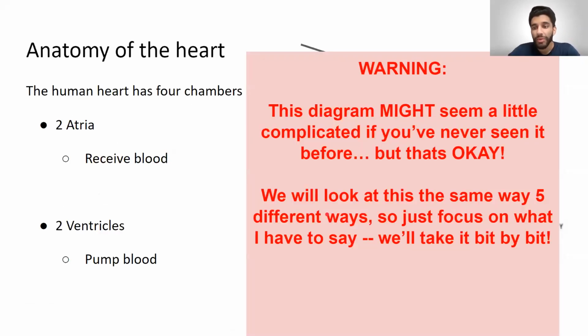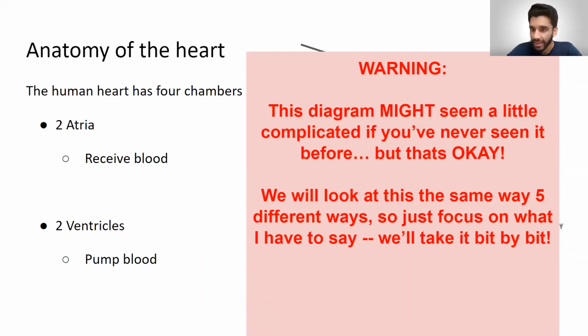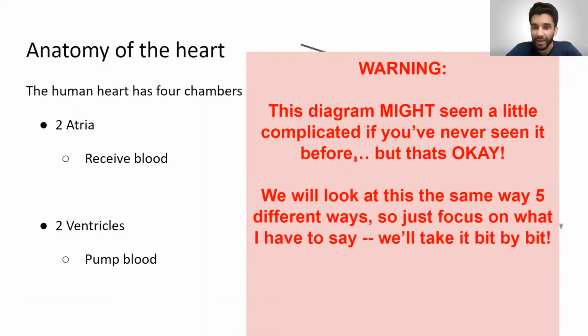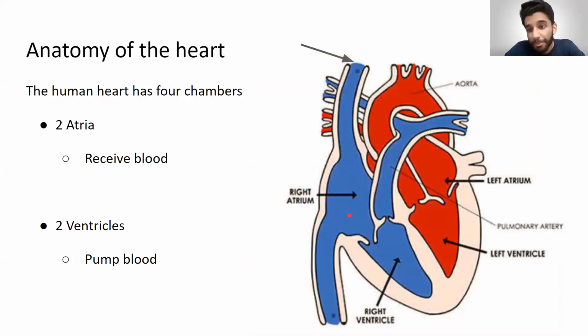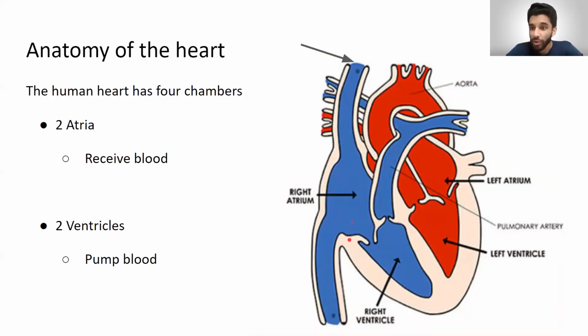So before we go into too much detail, I just want to give a quick warning for everyone that if you've never seen a heart diagram before, and some of you have, this might seem complicated, it might seem daunting, but that's completely normal. That's completely okay. Just take it with a grain of salt. Don't get too intimidated by it. It's a fairly simple diagram. I'm going to be showing this same diagram and looking at it in 5 different ways. So again, if you don't get it the first time around, you'll probably get it the 3rd or the 4th or 5th time around. So don't worry about it too much.